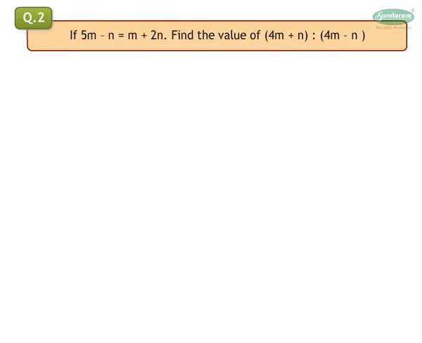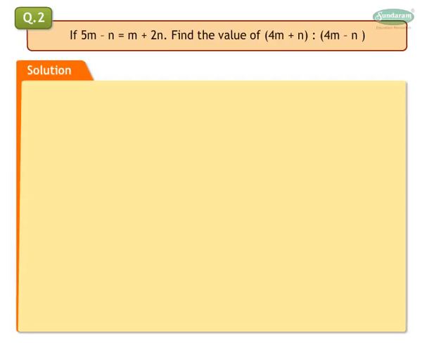Question 2. If 5m minus n is equal to m plus 2n, then find the value of 4m plus n is to 4m minus n. Solution. We first use the given equation to find the value of the ratio m is to n. The given equation is 5m minus n is equal to m plus 2n.